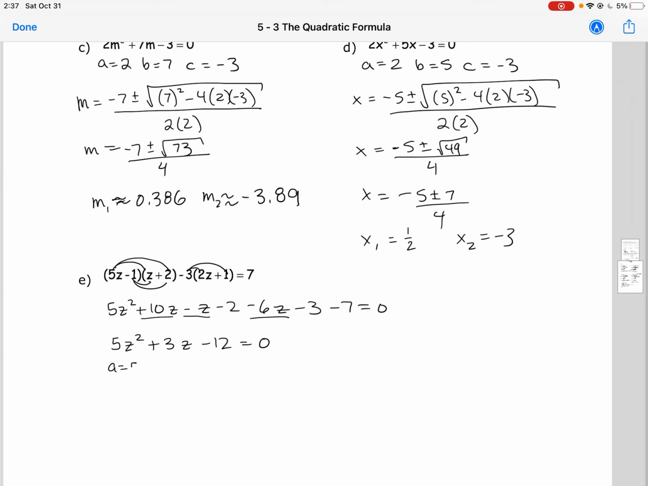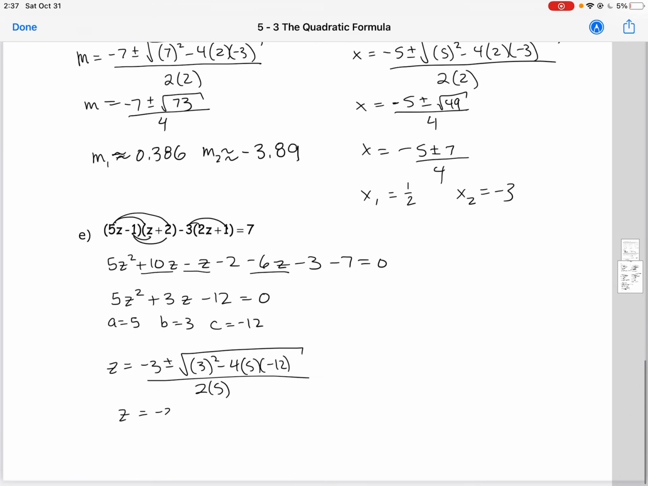So now I can use the quadratic formula with my a value is 5, b value is 3, c value is minus 12. And I've got z equals negative b plus or minus square root b squared minus 4ac all over 2a. So z here is going to equal, let's see, minus 3 plus or minus 9 plus 20 times 12. What a big number. Okay, 240. So I've got root 249 over 10.